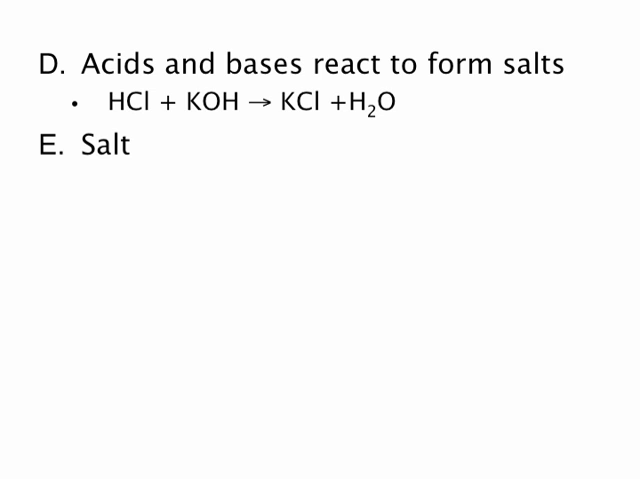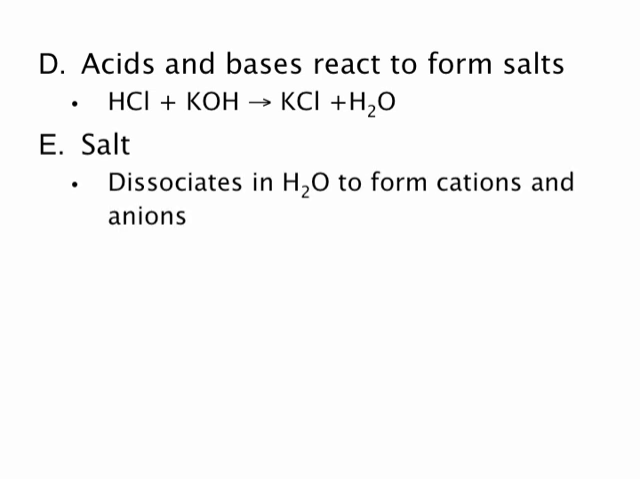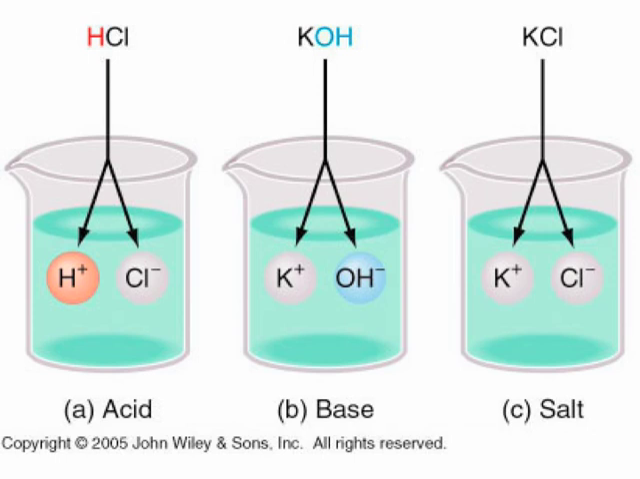A salt, then, by definition, is something that is going to dissociate in water to form a cation and an anion. Remember that a cation is a positively charged ion, and an anion is a negatively charged ion. Now if you look at C, the salt situation, we've got the potassium chloride. We'll put that into solution and it yields a cation, which is the potassium, and a chloride ion, which is our anion.